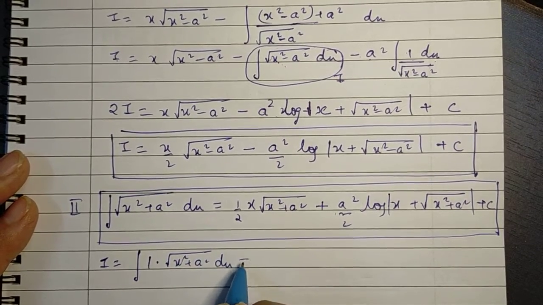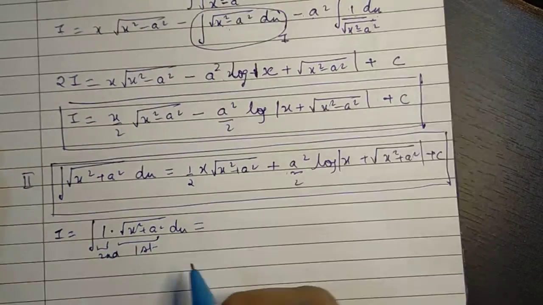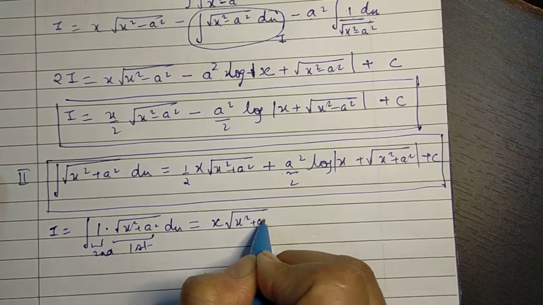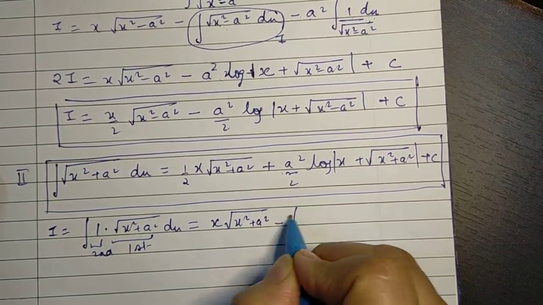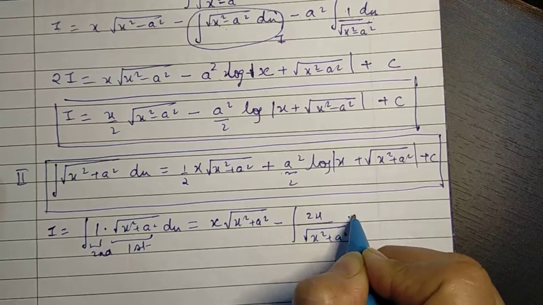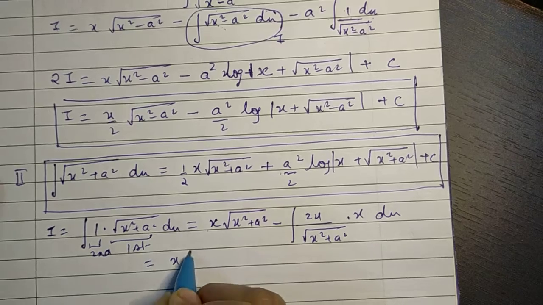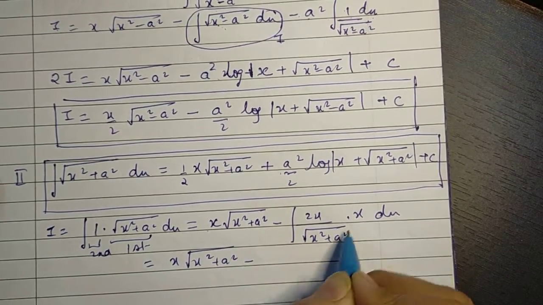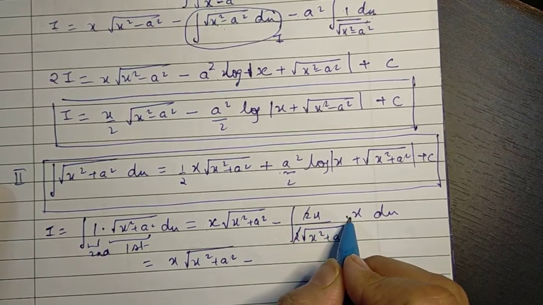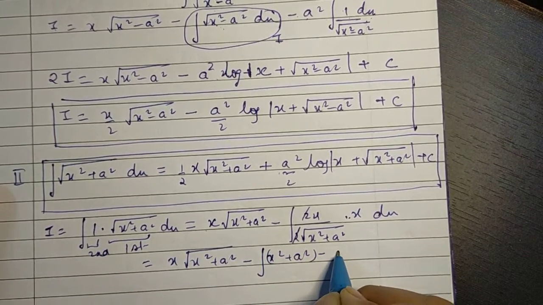plus a squared dx, which is equal to, treating this as the first function and this as the second function, we get first function into integral of the second, which gives us this, minus integral of derivative of the first function, which is 2x over under root of x squared plus a squared into the integral of the second function into dx, which on solving gives us x under root of x squared plus a squared minus this 2 and this 2 gets cancelled, and we are left with x squared, which can be written as x squared plus a squared minus a squared.